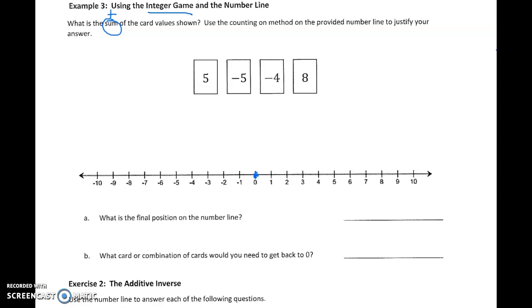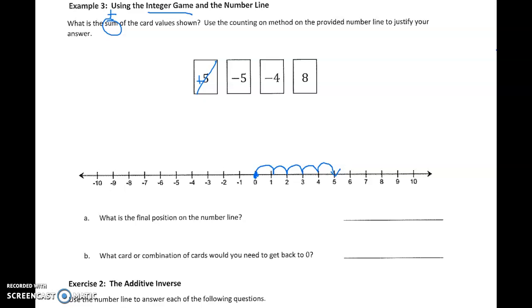Now, if this is a positive 5, remember, we don't write the positive sign, that means I'm moving 5 units to the right. So if I start at 0, I'm going to go to the right. 1, 2, 3, 4, 5. And of course, I'm going to end up right here at 5. So after making this movement, I'm now at 5.